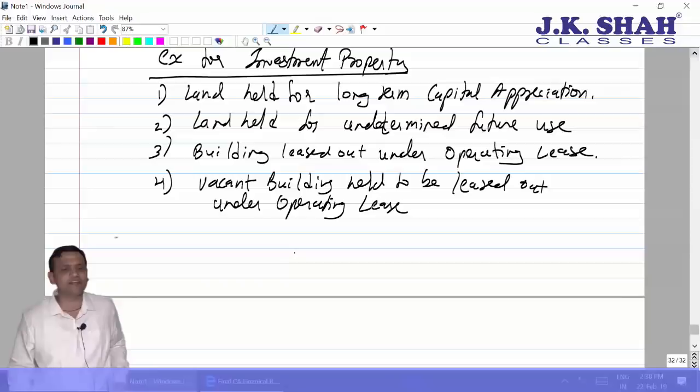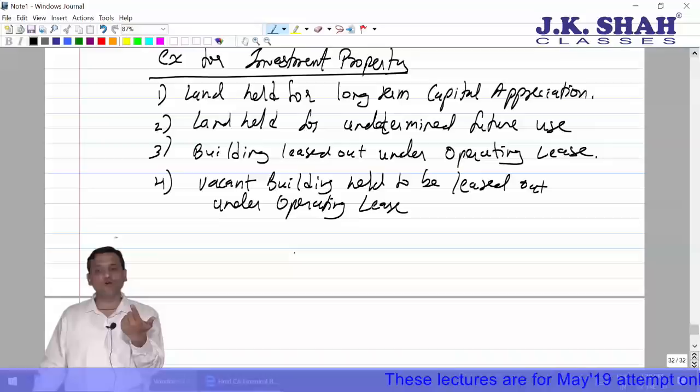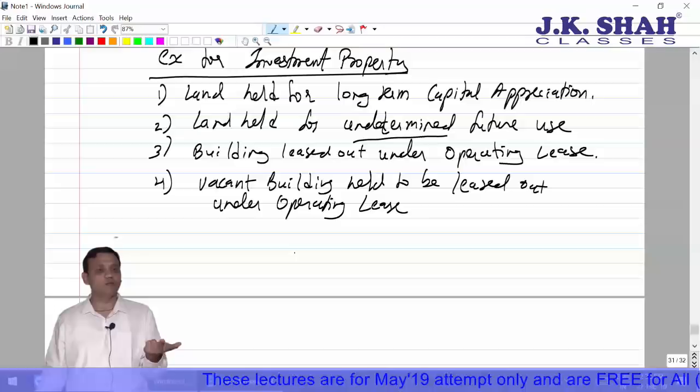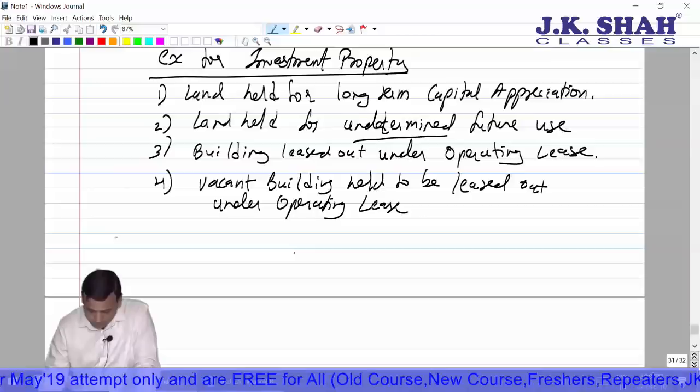The first is land held for long-term capital gains, capital appreciation I can say. Second, land for which you don't know what the future use will be, undetermined future use. The building which has been given on operating lease, and the vacant building held to be leased out under operating lease. The building is vacant, but I want to give it on operating lease. So, what will not be investment property?